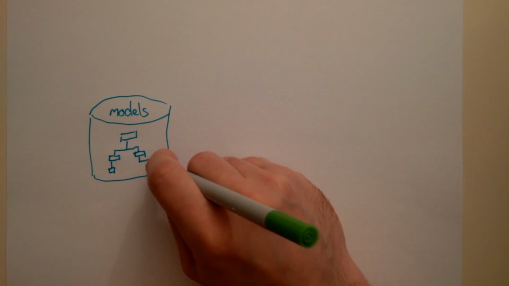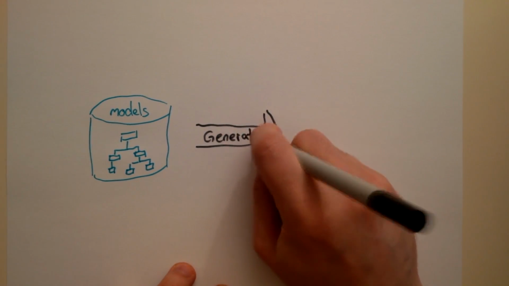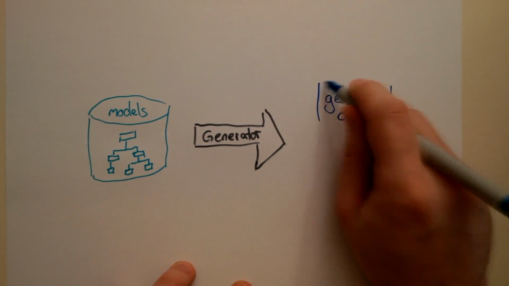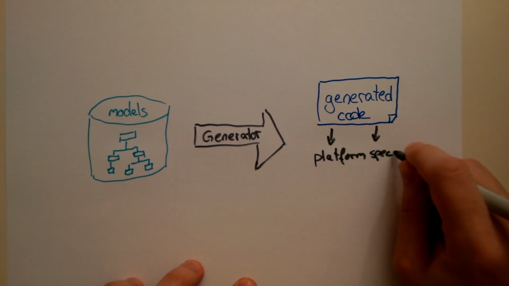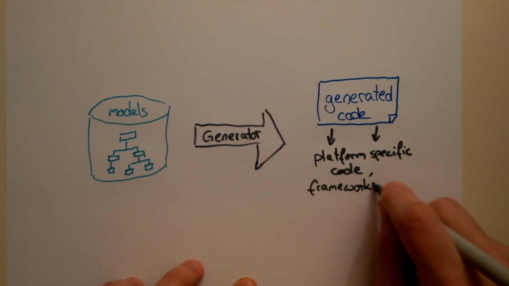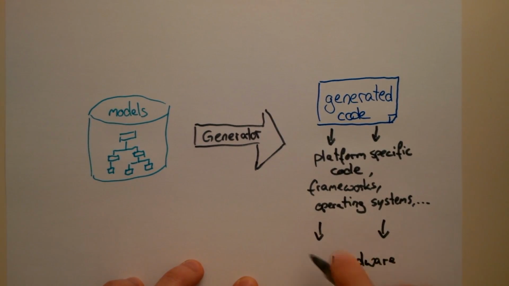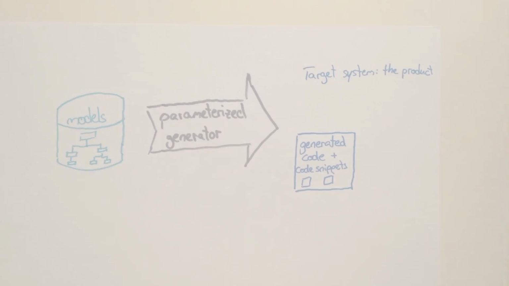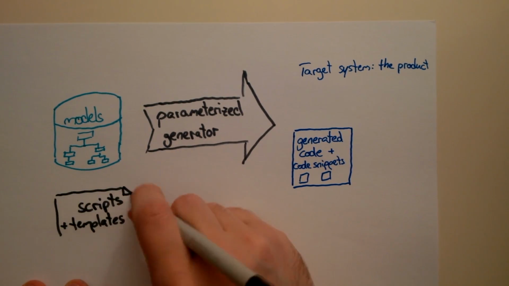First of all, we need a non-empty set of models that should be processed. A generator is basically just a tool that reads those input models, checks their correctness, and transforms them into generated code based on predefined frameworks, platform-specific code, and the operating system. In practice, we often need parameterized generators that add technical details and allow to fill adaptation points through scripts and generator templates.